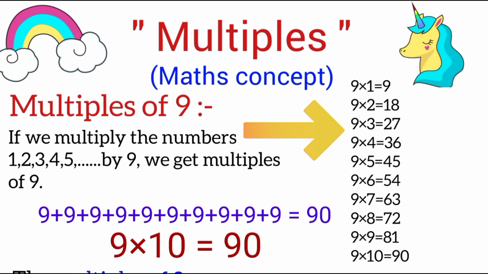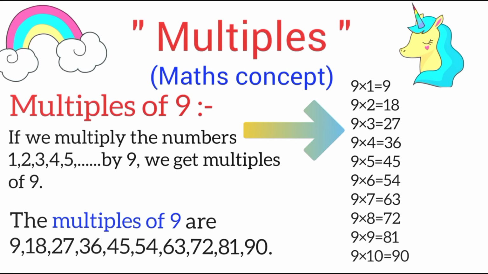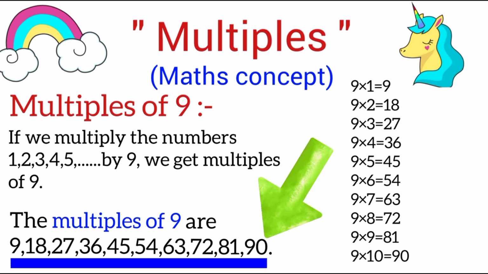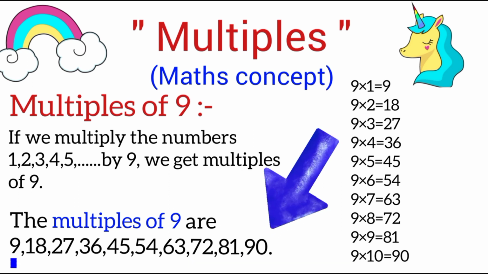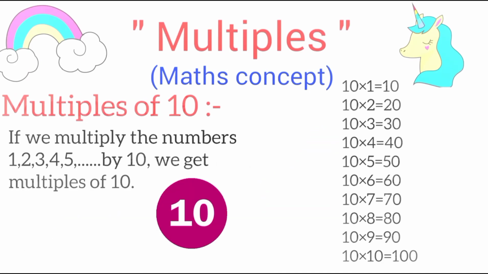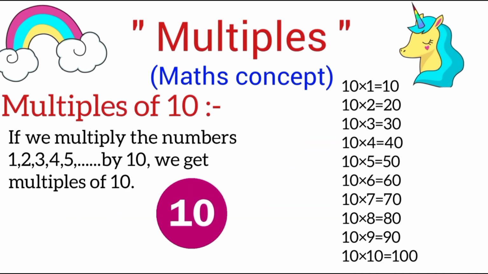This is the multiplication table of the number 9. So the first 10 multiples of the number 9 are 9, 18, 27, 36, 45, 54, 63, 72, 81, and 90. Now let's get into multiples of the number 10.